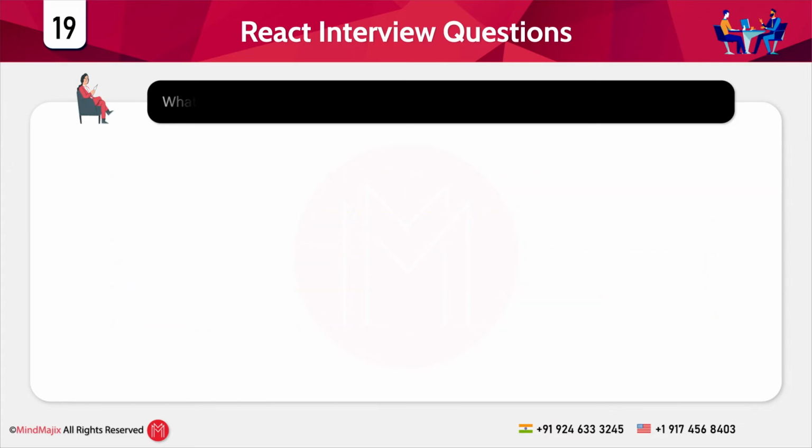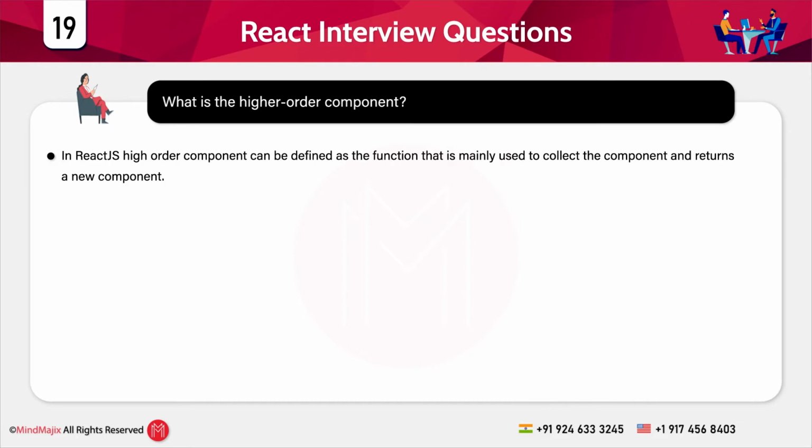The next question is, what is a higher order component? In React, a higher order component can be defined as a function that takes a component and returns a new component. These are patterns that are extracted from React's compositional nature. One important aspect is that it is used as reusable component logic in React. It provides us with the best way to share behavior between different React components.